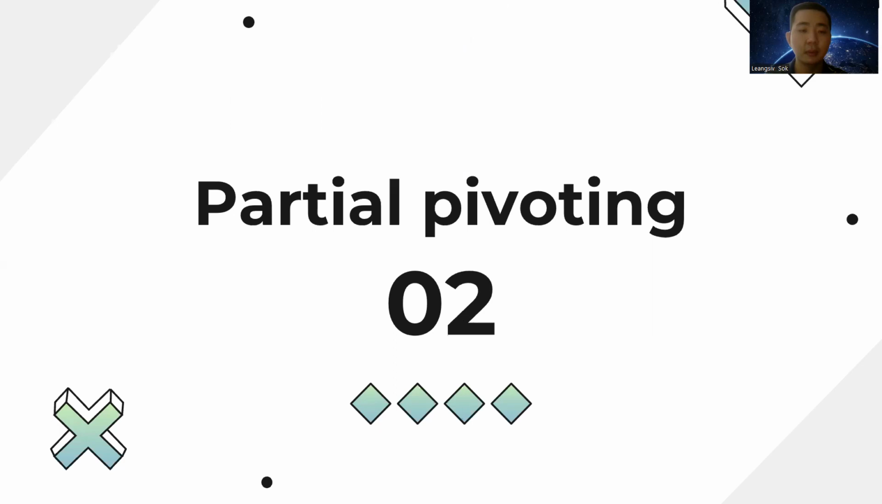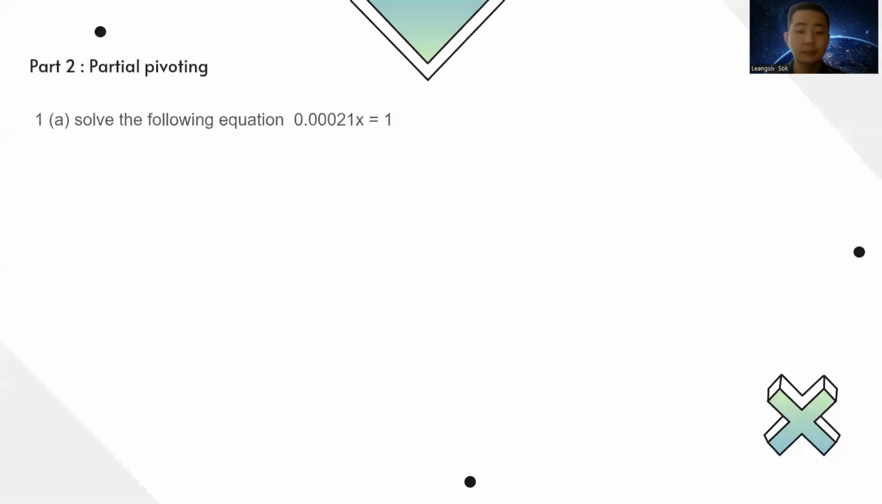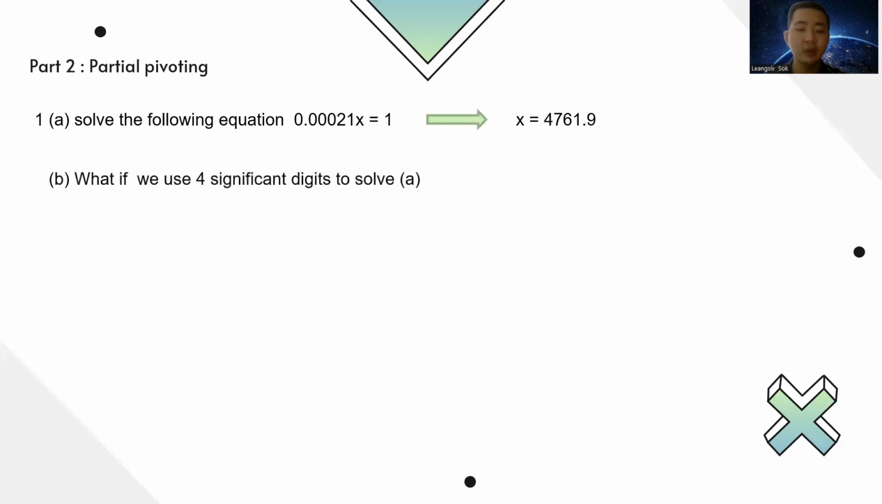The second part, partial pivoting. First, let's try to solve the following equation. 0.00021x is equal to 1. Third, x is equal to 4161.9. Now, what if we only use 4 significant digits to solve, which we will get 0.002x is equal to 1. Third, x is equal to 5000. As you can see, there is a huge difference, about 300 in this answer.